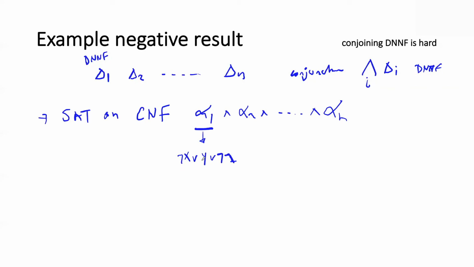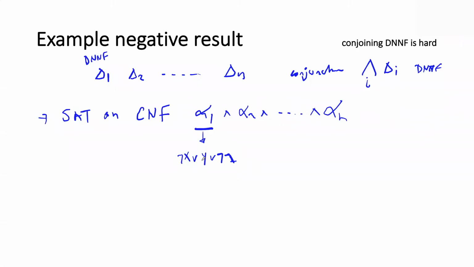So you can take every clause, convert it to a DNNF circuit, and then give them to the guy and say, conjoin them. And he will say, oh, I can do it in polynomial time. And he brings you back a DNNF circuit that's equivalent to the original CNF. And now you do satisfiability on that. So if you had such a box, then you had a box to solve SAT on CNF in polytime. And that wouldn't be the case unless P equals NP. So this is an example negative result.